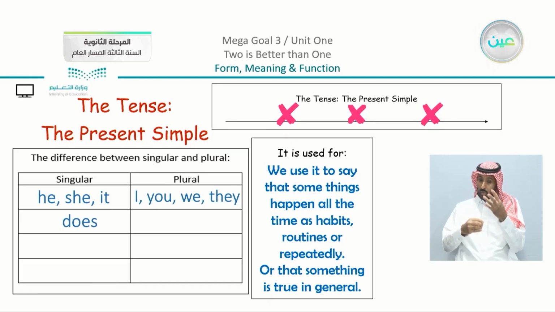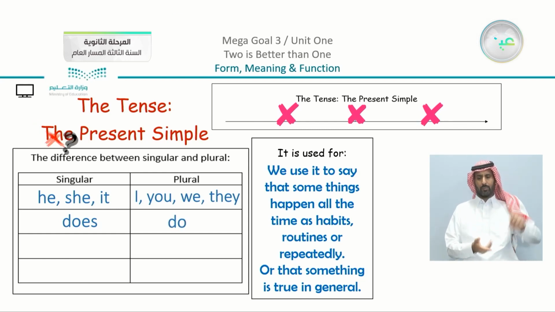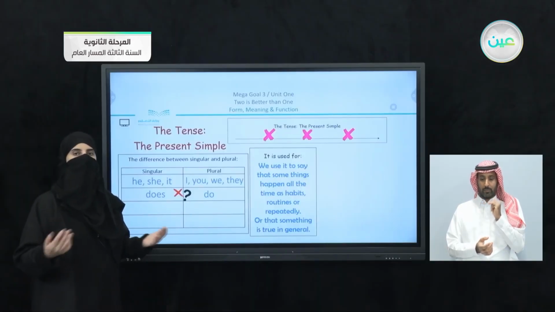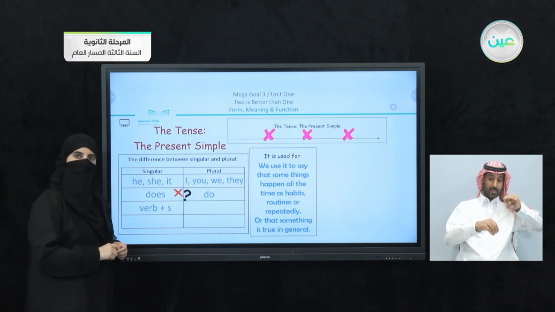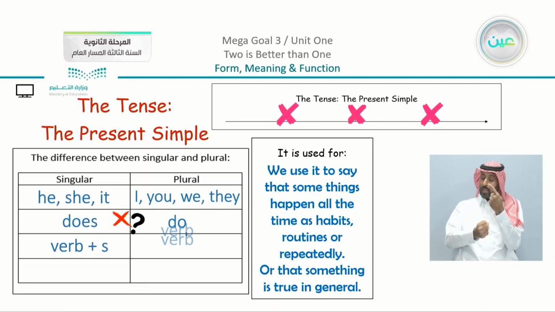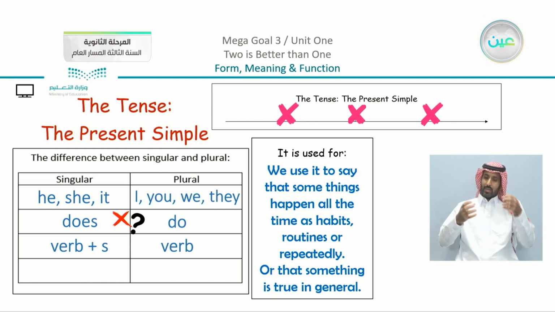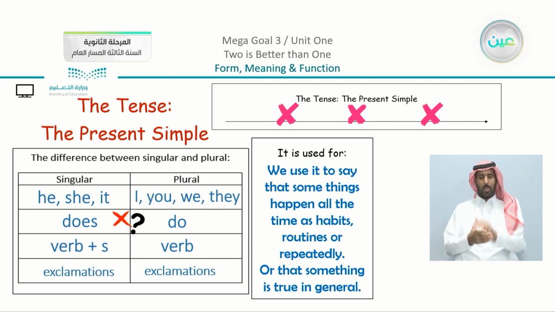If it is singular, we use the helping verb does, and if it is plural, we have do. We use both of these helping verbs when forming negative sentences or questions. We add an S to the verb if it is singular, and we just have the base form, or the affirmative, if it is plural.